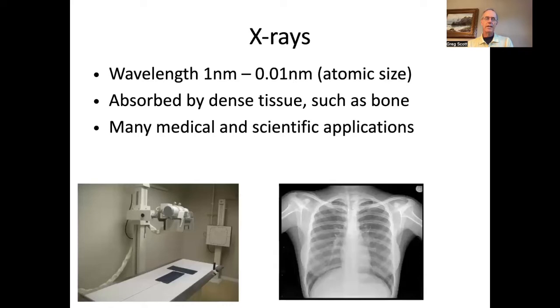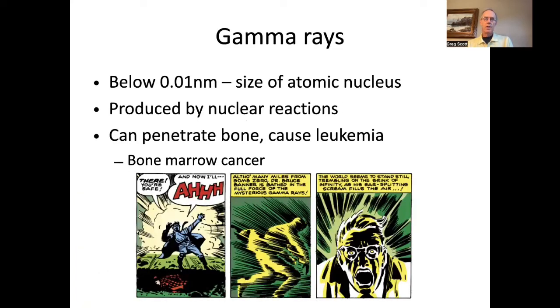Higher energy still, we get down to X-rays. Now the wavelengths are coming down to as low as 0.01 nanometers, so the size of an atom. These are absorbed by very dense tissues such as bones, so we can use X-rays to take pictures inside the body. Many medical and scientific applications. Going down even lower, we have gamma rays, extremely high energy. These wavelengths get down to the size of the atomic nucleus. They're produced by nuclear reactions. They're extremely dangerous. They can penetrate bone and cause leukemia.